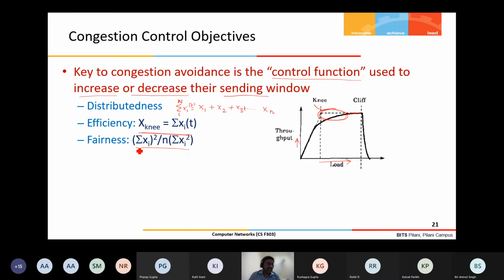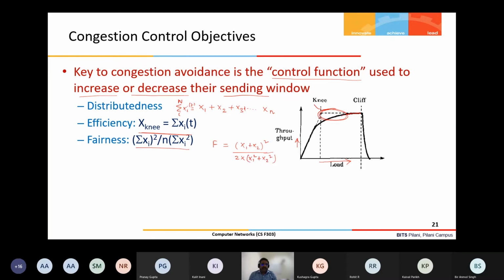So this is my fairness index calculation. Suppose two users are there. In this case, my fairness index f will be the sigma of xi, so it is x1 plus x2, if the two are there, x1 plus x2 whole square, divided by the number of users, two users, times x1 square plus x2 square, right?